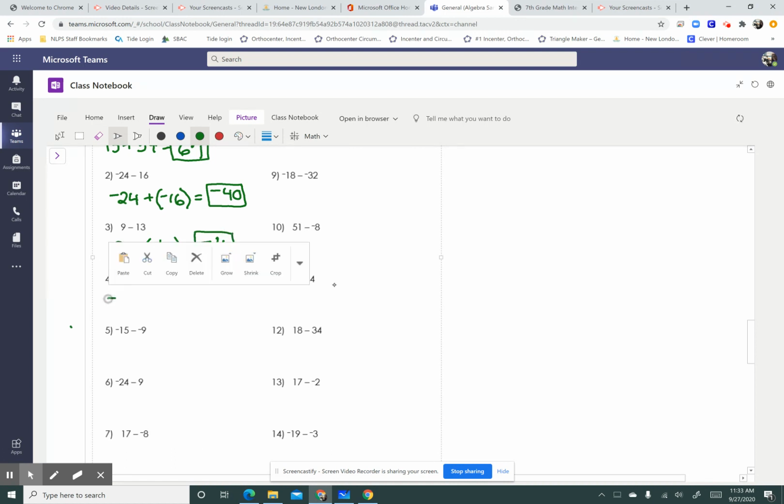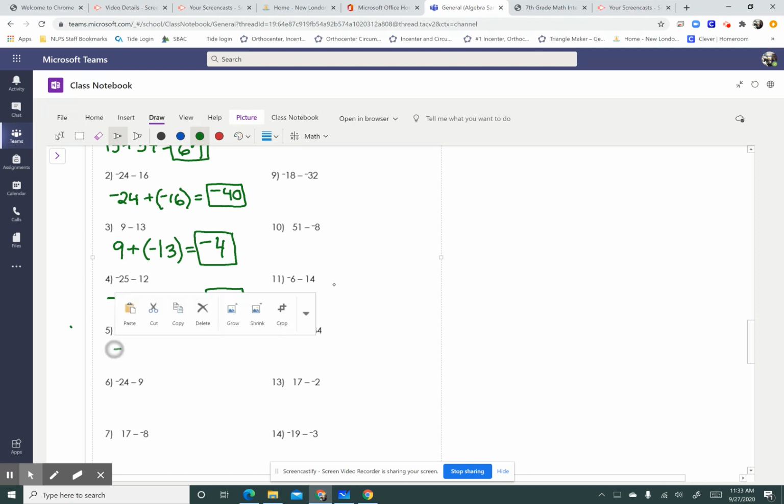Number 4, negative 25 plus, now this is a positive 12, so we're going to make it a negative 12, which will equal negative 37. Now, I think for the next few, I won't do the final sum, but I will help you with the signs. So looking at number 5, negative 15, change the subtraction to an addition, and that negative 9 becomes a positive 9. And I'll let you finish that up.